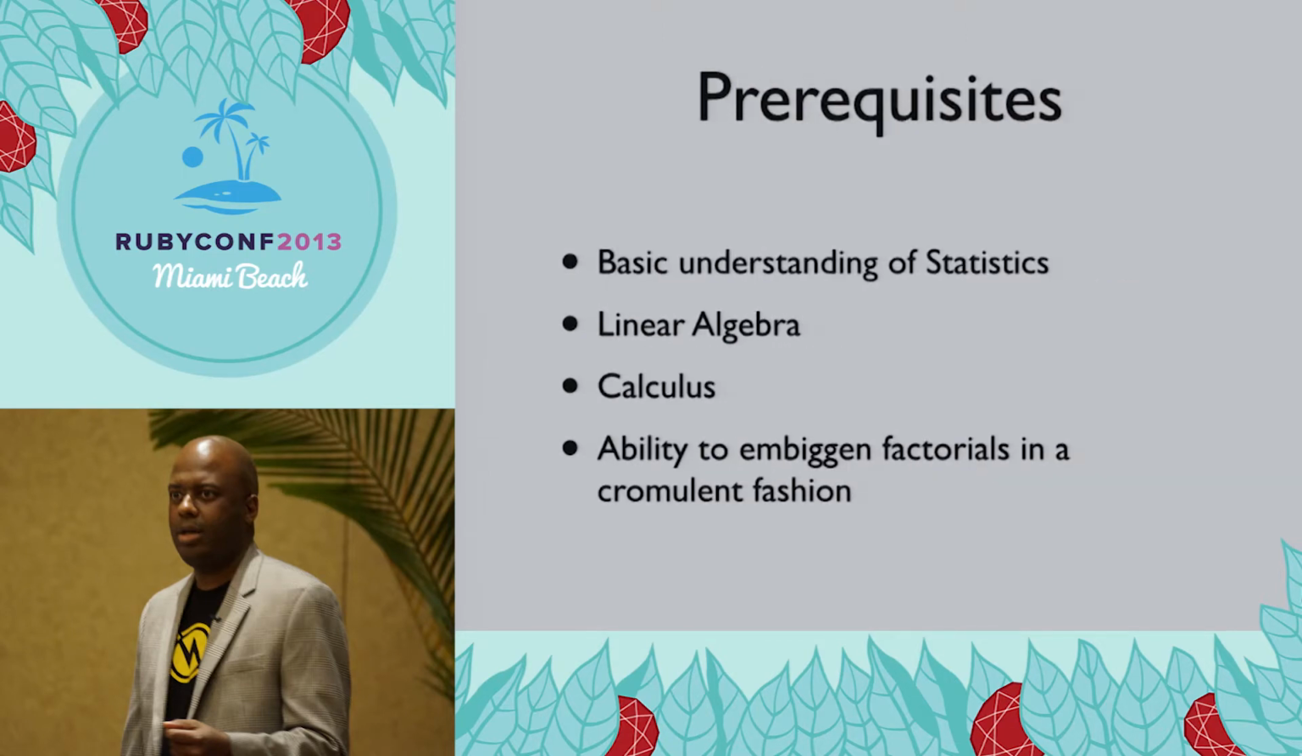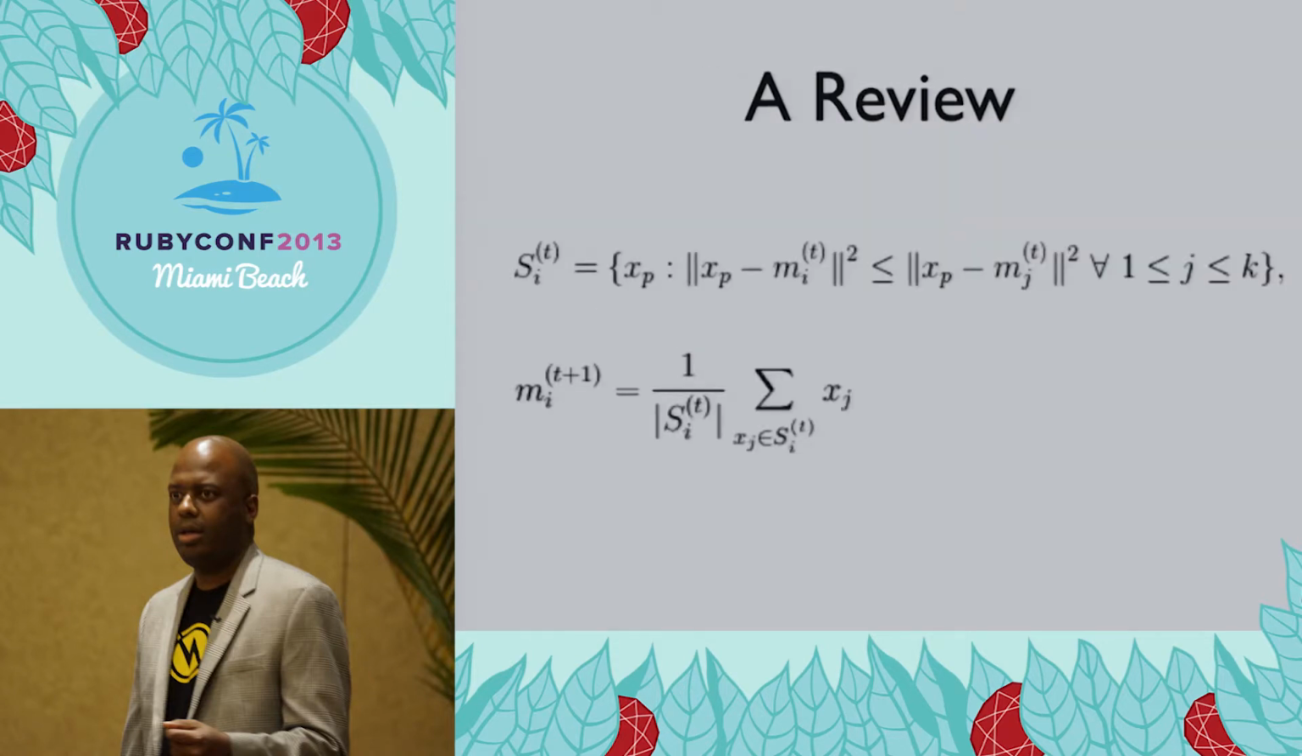There's some prerequisites for this class. Basic understanding of statistics. You have to know statistics to do machine learning and data mining. You need to know linear algebra. You need to know a little bit of calculus. And you also need to have the ability to embiggen factorials in a cromulent fashion. So let's start off with a review of stuff you should know.